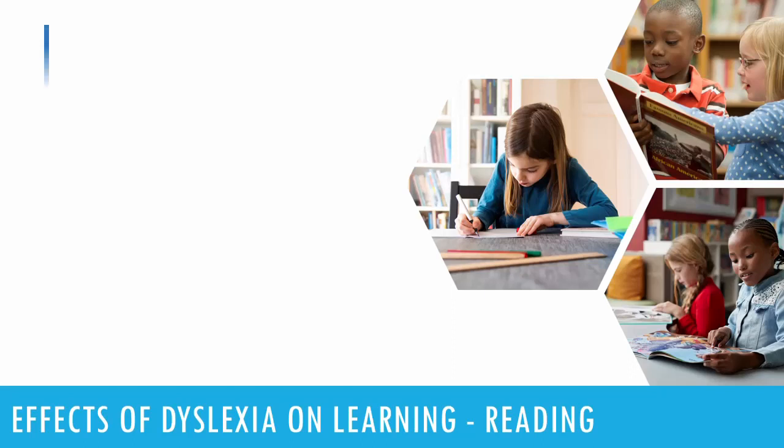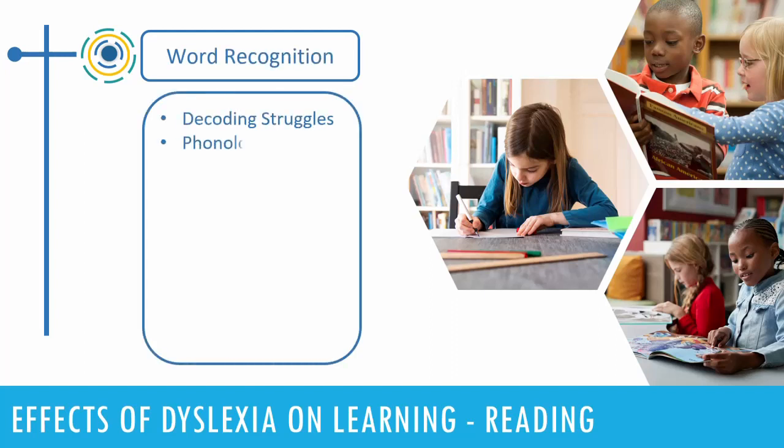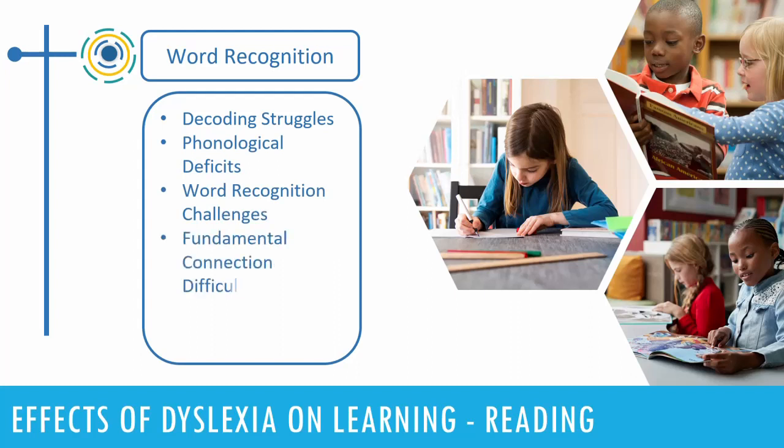Word recognition. Students with dyslexia often struggle with decoding, which is the ability to match letters to sounds and blend them into words. This difficulty arises from a deficit in the phonological component of language that is unexpected in relation to other cognitive abilities. For these students, recognizing words that they have seen before can be challenging, especially if those words are long, complex, or irregular.